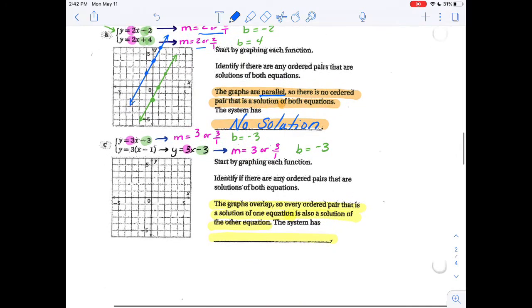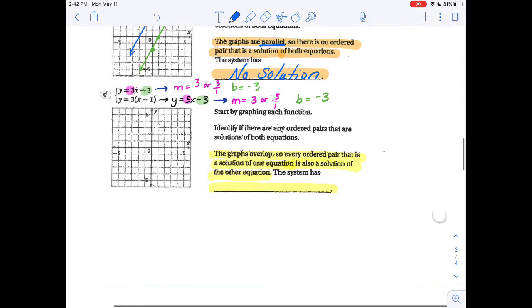If we look at this third example, again, we write out our slope and our y-intercept. In fact, here, I need to use that distributive property first to really see what I'm talking about. And now let's go ahead and graph that first one right here, our y-intercept of -3.